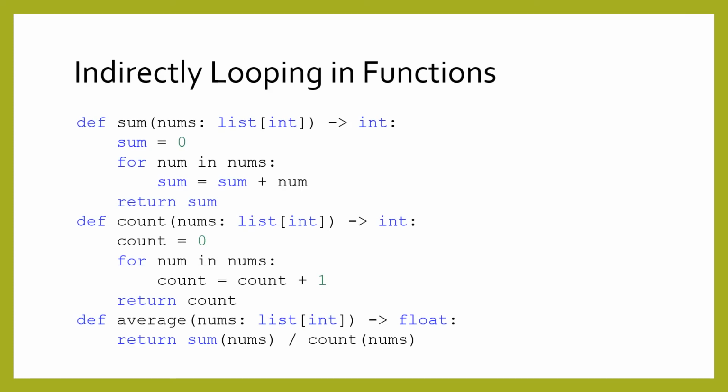Alternatively, you could define functions to sum and count, and then use those functions in your average function. This version does not require a loop directly in the average function, because the loop happens indirectly in a helper function. Although this version takes more code, each function only has to do one thing, making it easier to test and debug each individual component.